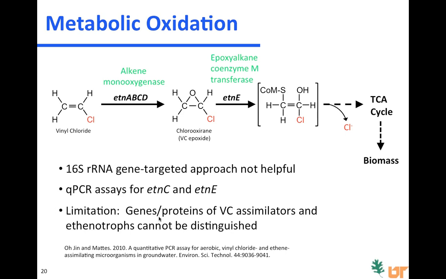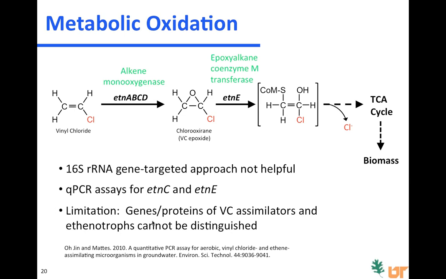and they cannot grow with vinyl chloride. That can be explained by the fact that this pathway of vinyl chloride degradation is often located on a plasmid. So you can imagine an organism with a plasmid can do it, the organism without cannot. And so therefore, these 16S rRNA gene targeted approaches are not helpful.